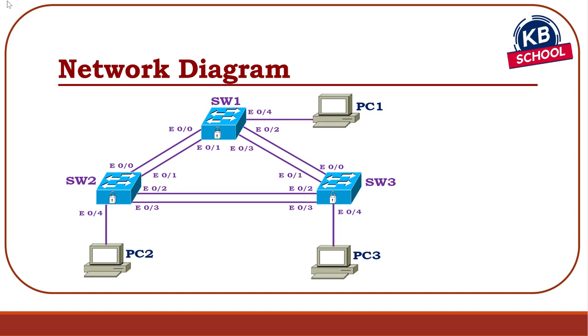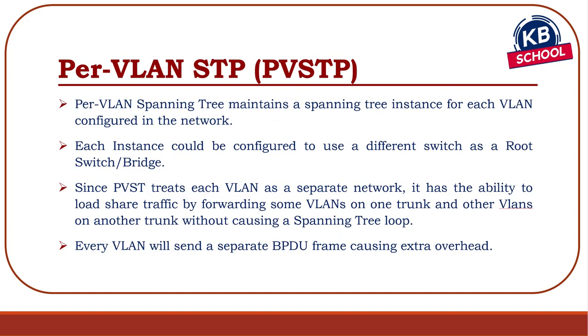Now that's where they decided to come up with another type of STP, that is IEEE, which was called per VLAN STP. As the name suggests, every VLAN would have its own instance of STP. So in my case, where I had 10 VLANs, I would have 10 STP instances. That means I could potentially have 10 devices acting as the root switches. I would have 10 BPDUs sent. For each VLAN, I would have a separate BPDU sent.